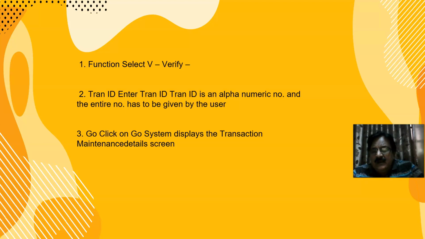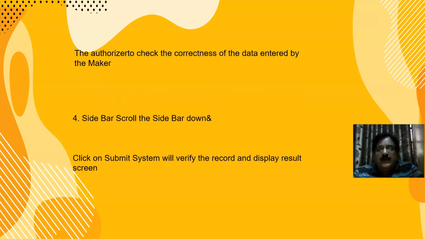So in this video I discussed how there are certain inquiry menus for office accounts, as well as how to park an entry in the sundry and reverse it, right? And in the next video I'll show you how to reverse this entry parked in the sundry account. For the authorization, check the correctness of the data entered by the maker. The sidebar has to be scrolled down and click on submit. First the maker has to post it, the checker has to submit, and it is verified, right?